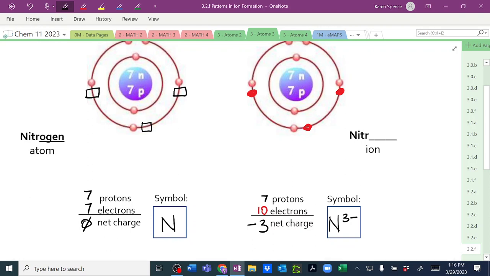I do sometimes have people ask me, can I write N minus 3 or N3 minus? N3 minus is the more correct way, but if you write it N minus 3, that's going to be fine. I'm not going to get worried about it, okay? What would we name this ion? Nitride. You'll notice it's nitride, not nitrogide, okay? Not nitrogide.